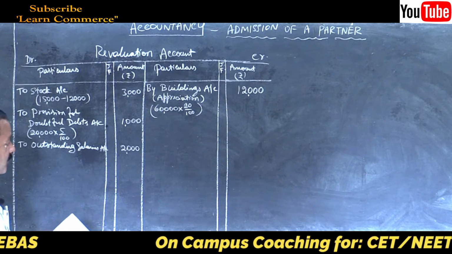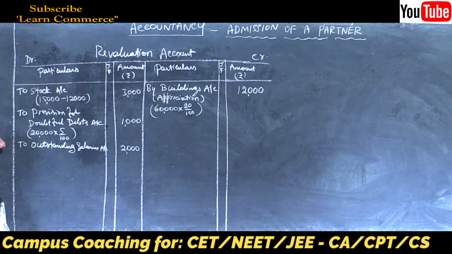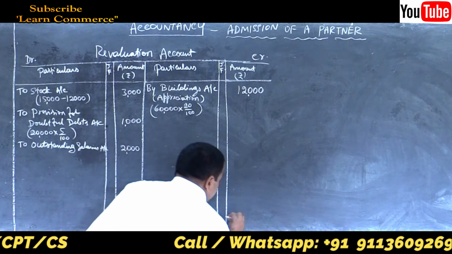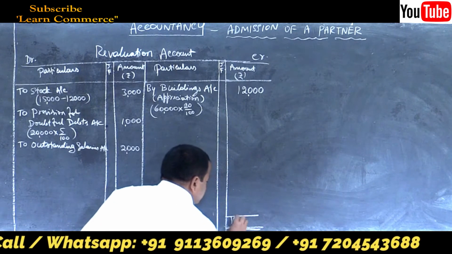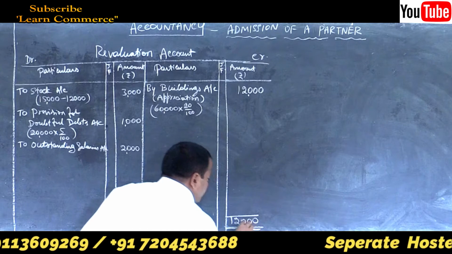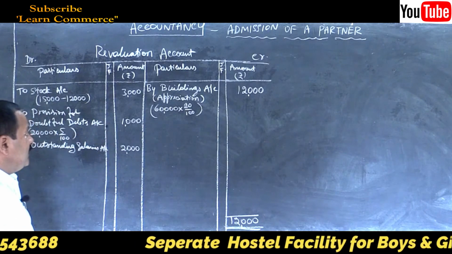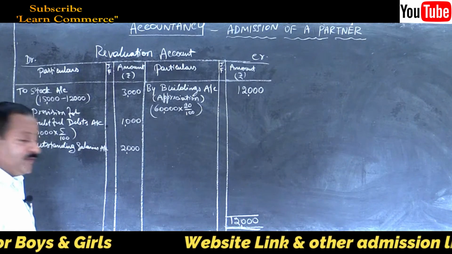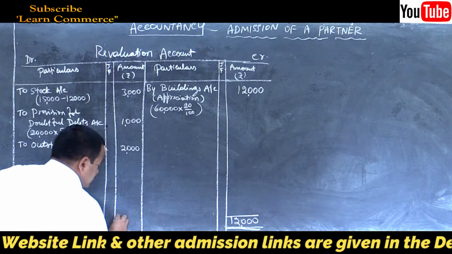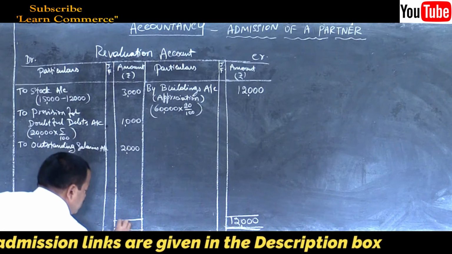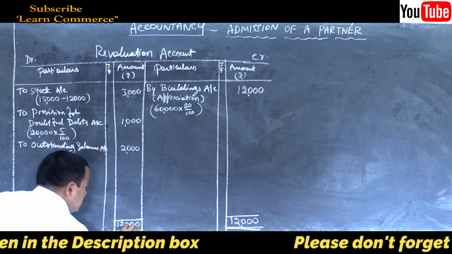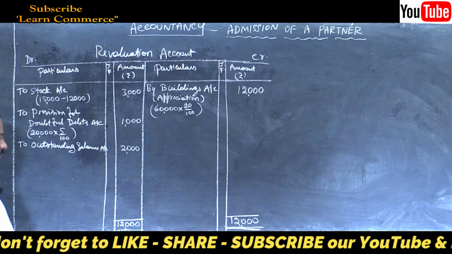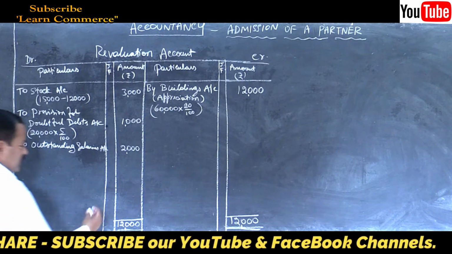Close the account. Find out the difference. See which side is greater. Roughly, just see, the credit side is greater, right? So write the total of the credit side first, 12,000. So the profit side is more and the total of loss is less. So there is a net profit on revaluation, right? So write the same total on the other side, 12,000. Find out the difference. It is 6,000.